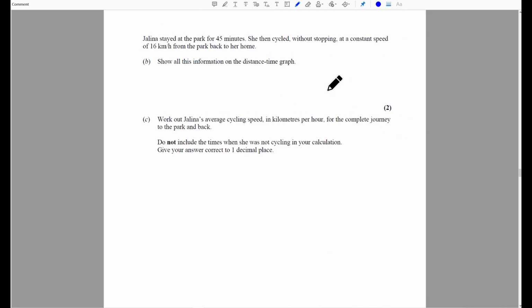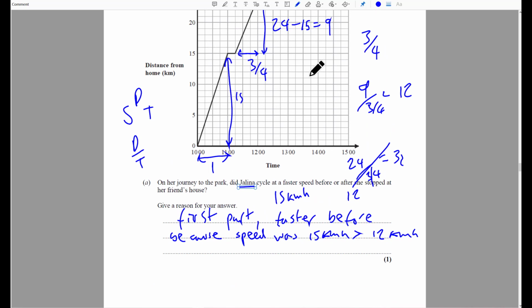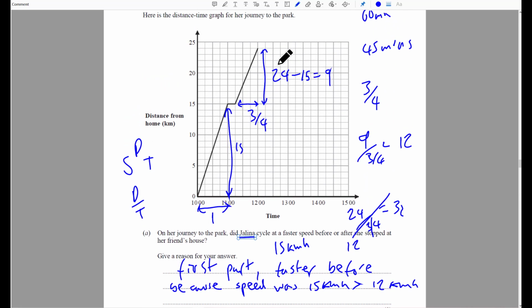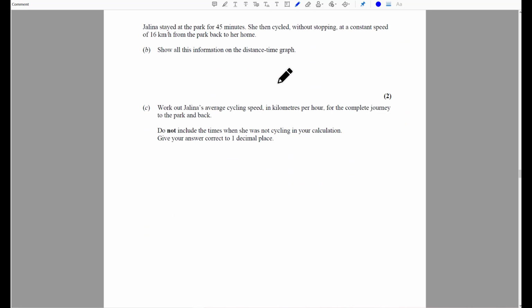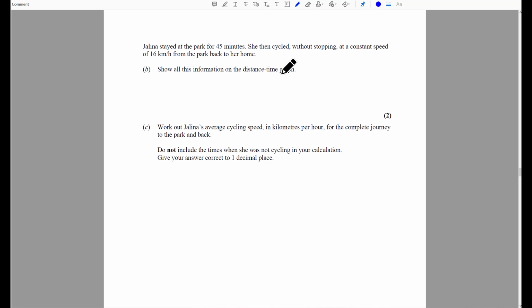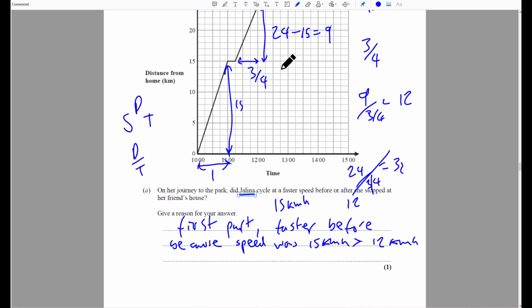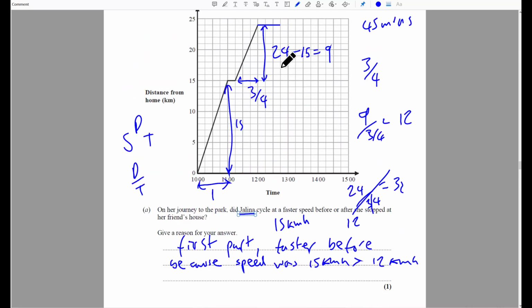Okay. Jelena stayed at the park for 45 minutes. She then cycled without stopping at a constant speed of 16 kilometers per hour from the park to her home. Okay, 45 minutes we worked out before, that's 3 squares. Perfect, she's not going anywhere. So 16 kilometers per hour from the park back to her home. So constant speed at 16.